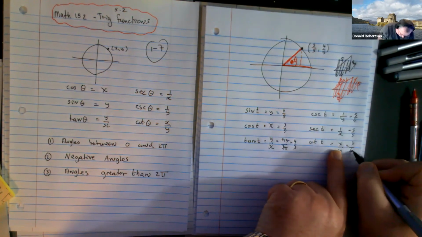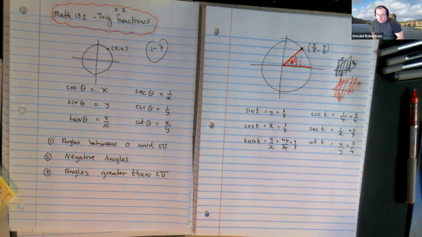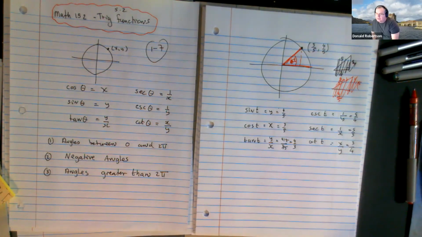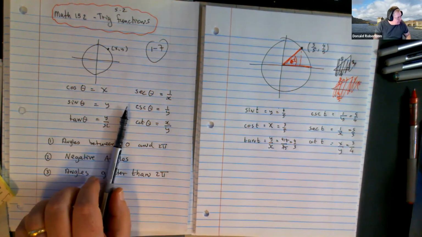I like thinking reciprocals for these three. Isn't it just less work if you already know these ones to just flip them upside down to get the other one? Right, reciprocals. Are we good?